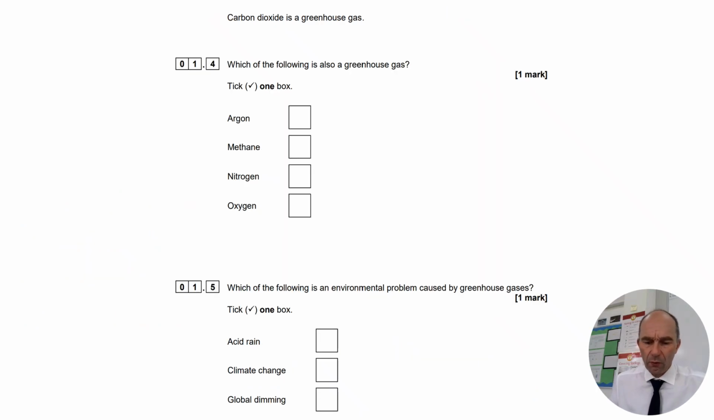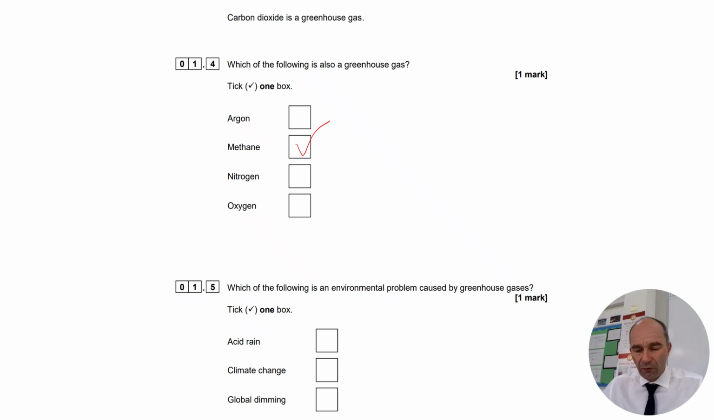Question 1.4, which one of these is also a greenhouse gas? We know carbon dioxide is a greenhouse gas, but this is another one of the ones that you just need to know. And the answer is methane. So that one, you just need to know that carbon dioxide is a greenhouse gas, as is methane, as is water vapor as well. They're the 3 you need to know.